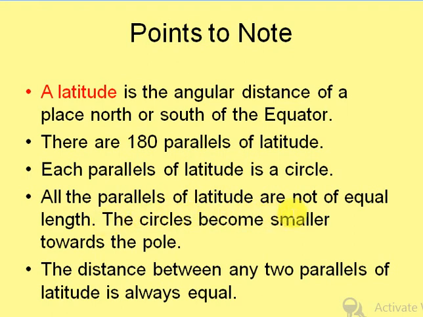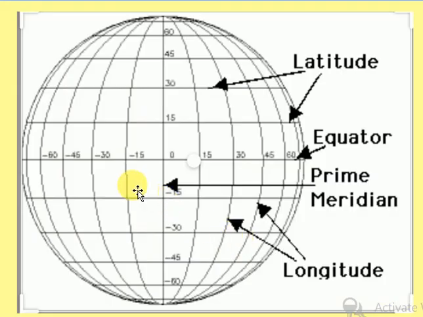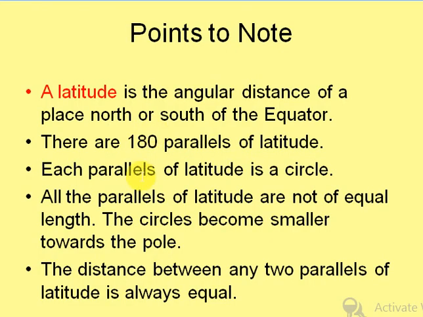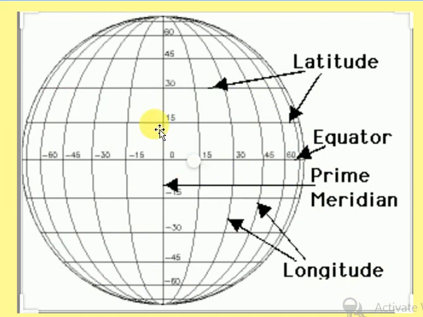All the parallels of latitude are not of equal length. The circle becomes smaller towards the pole. You will find them getting smaller by moving towards the pole. The size of the latitudes becomes smaller as you keep moving towards the pole. So you can say that the circles become smaller towards the poles, because the Earth is like a sphere. On both sides, you will find that moving towards the pole, the circles become smaller.